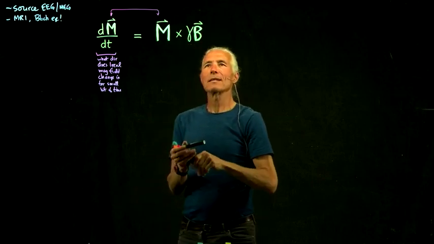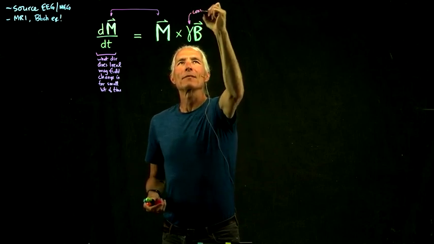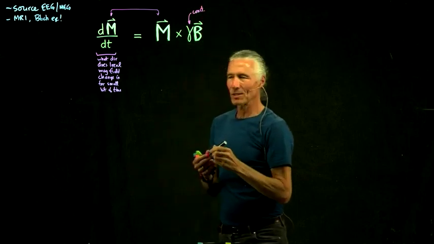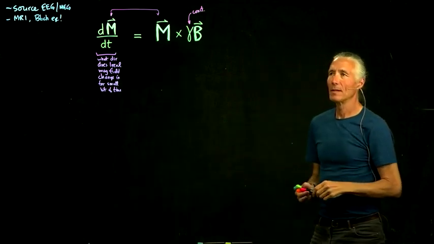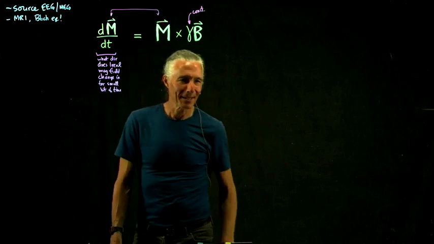This guy's a constant. This guy's a constant. The gyromagnetic ratio, we don't have to worry about that too much. It's a fixed number. But then there's the cross product. So what's the cross product?